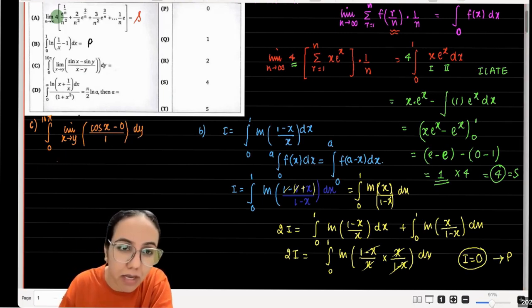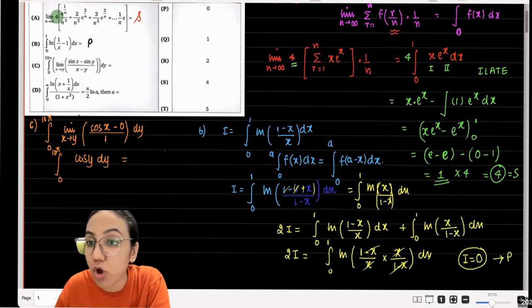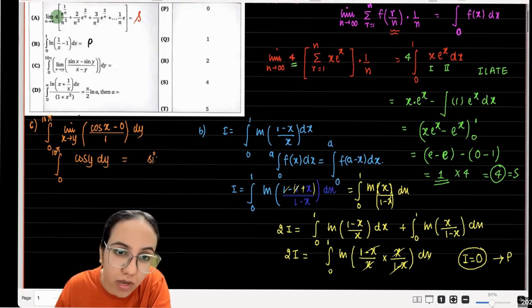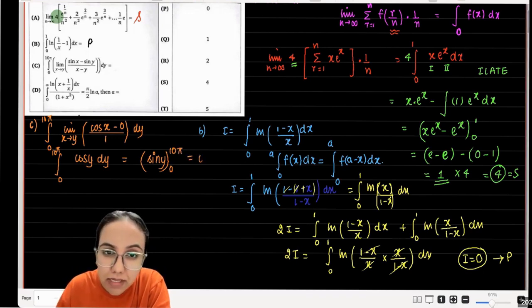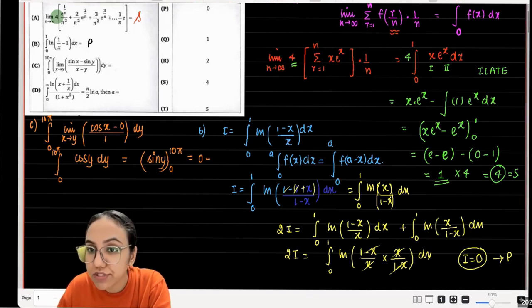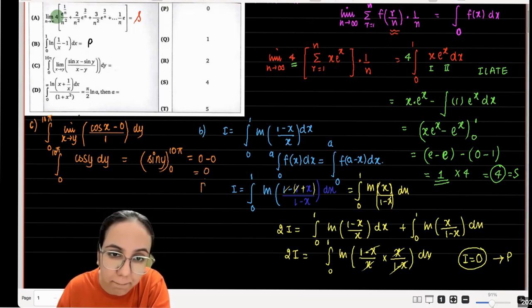Now I can substitute in my limit, and what you're going to get is the integration from 0 to 10 pi of cos y dy. And what we know is that the integration of cos y is nothing but sine y, with the limit 0 to 10 pi. That will give you sine of 10 pi is 0. Sine of 0 is again 0. So that means the final answer is again option number P.